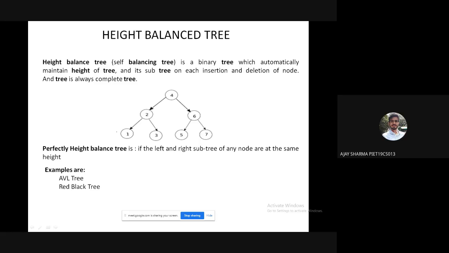Balancedness means, now we are talking about height. Look at 4, the root node. Now on the right and on the left, what is the height of this tree? It's 2. Okay, what is the height of this tree? It's also 2. So it is a perfectly height balanced tree actually, because for every node, the left subtree and the right subtree are balanced. Okay, now we will learn how the height will be calculated for a specific tree. Now examples could be AVL tree and red black tree.